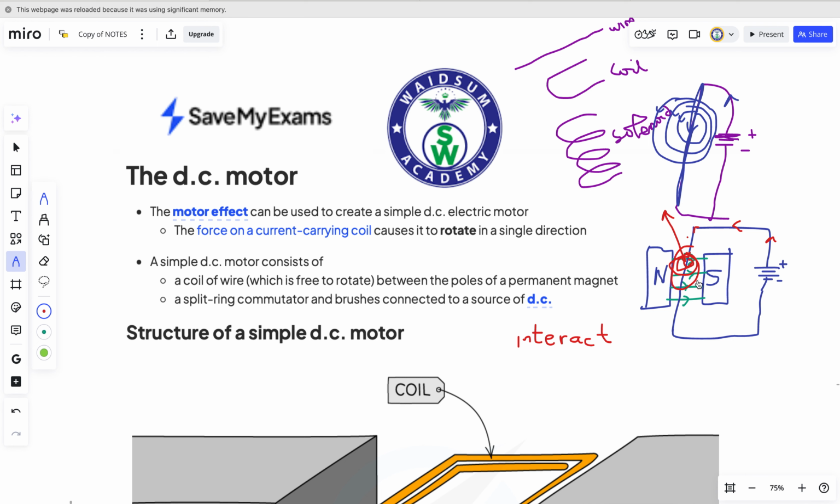The polarity of the magnet. That means if you put south here and north here, the force will also go down. So these are two factors that can reverse the direction of the force, that can change the direction of motion or rotation, as the case may be.